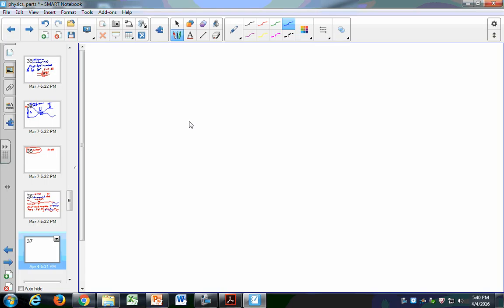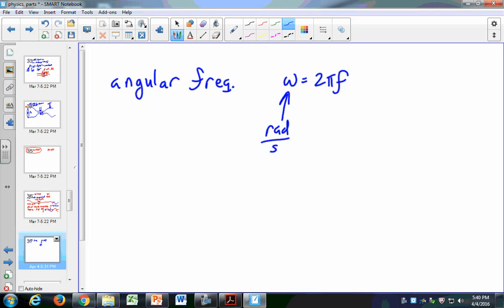Your book also talks about angular frequency. We're not really going to get into that, but it is a pretty important concept. Angular frequency is related to our frequency, and it's omega = 2 pi f. I always think about this in terms of units. Omega is in radians per second. This is radians. There are 2 pi radians in a circle, and then this is 1 over seconds. So that's our angular frequency, and it's related to our frequency.